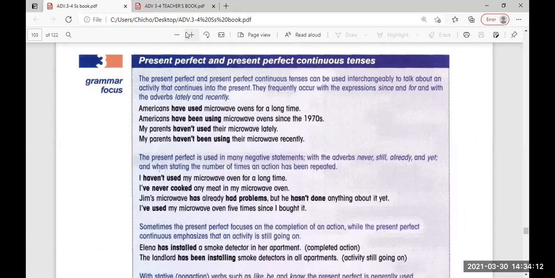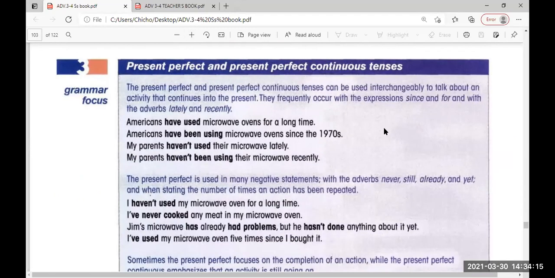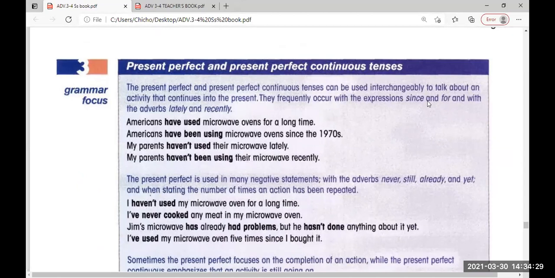Here you have something similar. We are going to read the grammar panel here. It says present perfect and present perfect continuous tenses. The present perfect and the present perfect continuous tenses can be used interchangeably to talk about an activity that continues into the present. They frequently occur with the expressions since and for, with the adverbs lately or recently. For example, here we have Americans have used microwave ovens for a long time. Americans have been using microwave ovens since the 1970s.